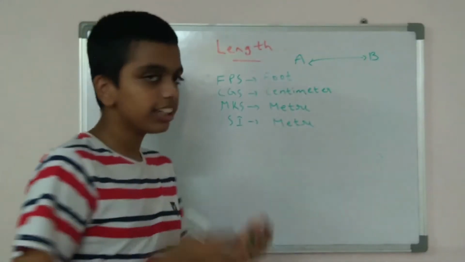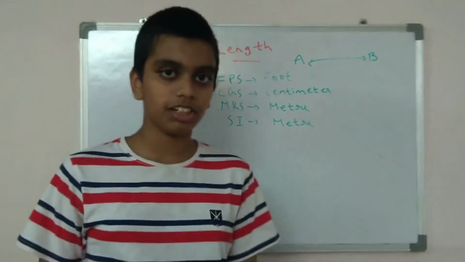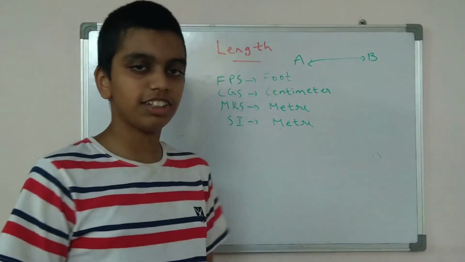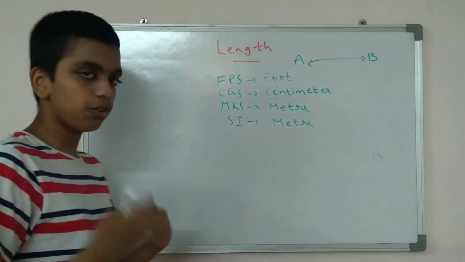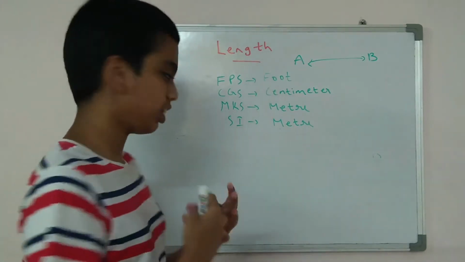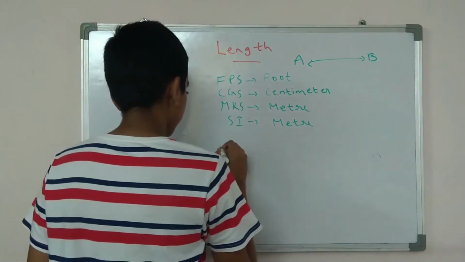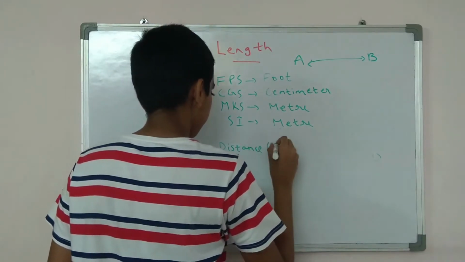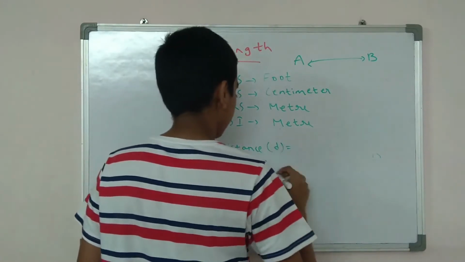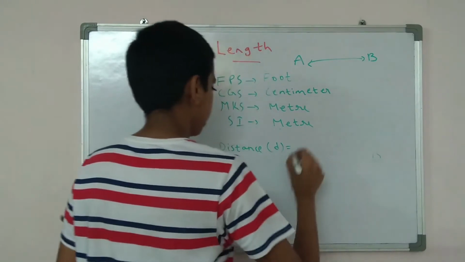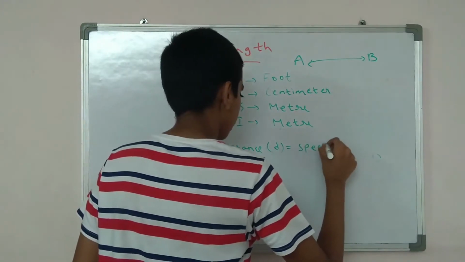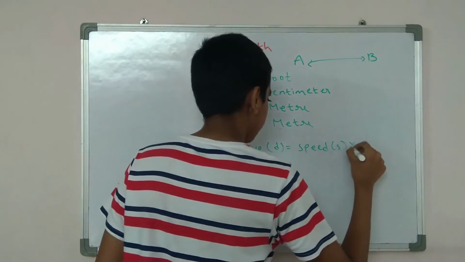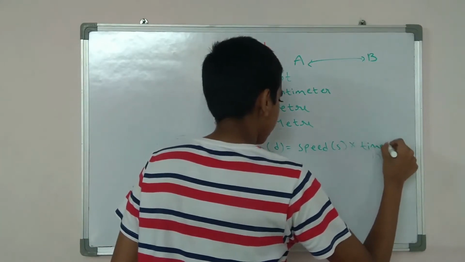I have said that length is the distance between two objects. But there is one more thing related to distance, which is displacement. What is the difference between distance and displacement? Distance, which we'll denote by d, is equal to speed, denoted s, into time, t.